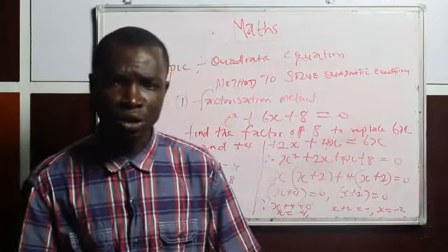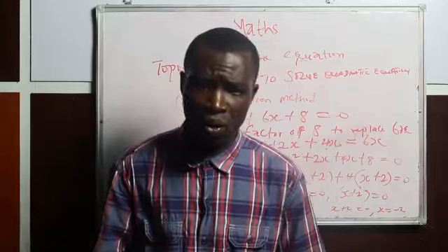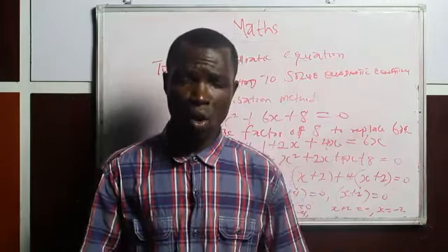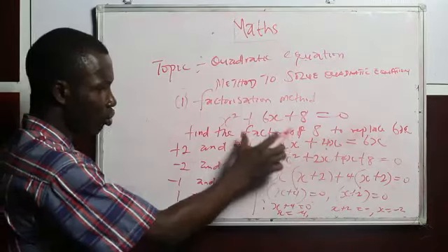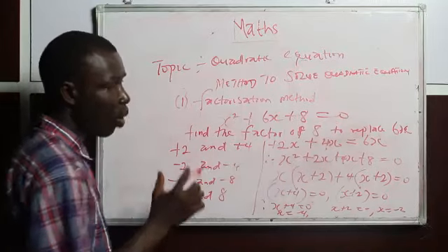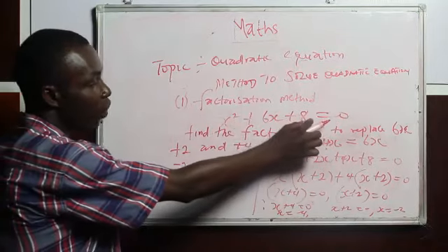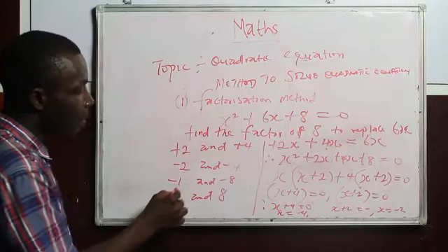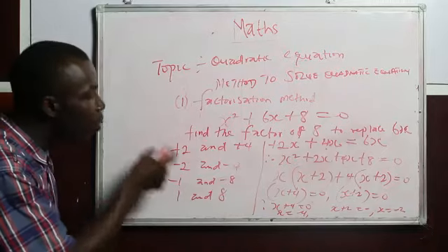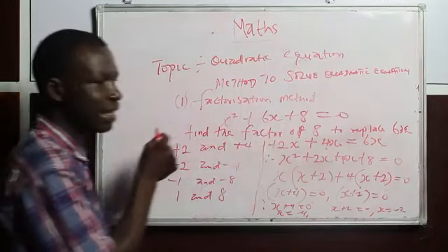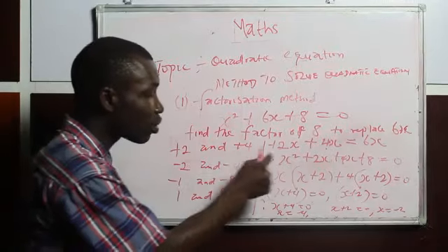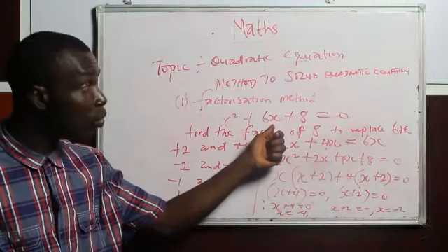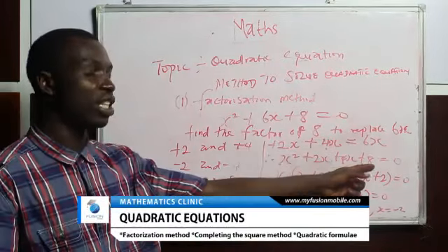I'm confident that you understand the word factorization, because that was the word we used in our junior secondary school to find the common factors of any number, or relating it to a quadratic equation. In this equation that I solved, we discovered that the factors of 8 are plus 2 and plus 4, minus 2 and minus 4, minus 1 and minus 8, 1 and 8. But the factors that will replace 6x is what we use, and this factor is plus 2x plus 4x, which replace 6x accurately, and we factorize the equation.